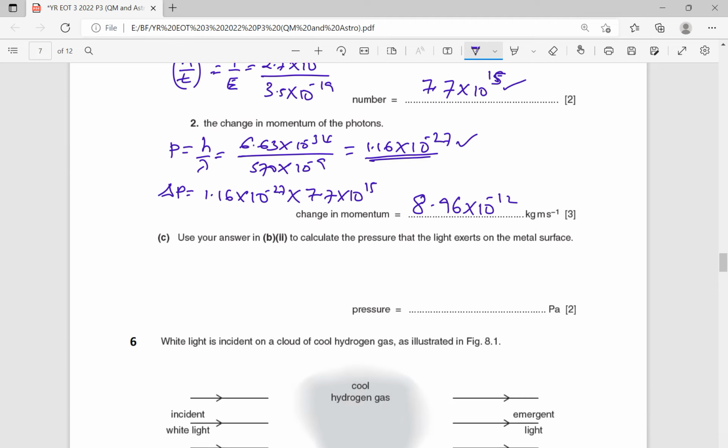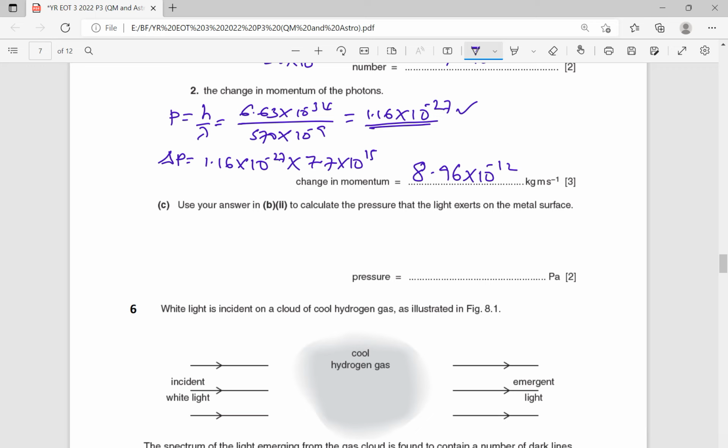Okay, next is the pressure. By definition, pressure is the force acting normally per unit area. So pressure is going to be equal to force over area. But remember, force is the rate of change of momentum. So this will be change in momentum per unit time divided by area. Remember, the time was 1 second. So I'll just get 8.96 times 10 power negative 12 divided by the area, which is 1.3 times 10 power negative 5. And this gives me 6.9 times 10 power negative 7 pascals. Okay, next.